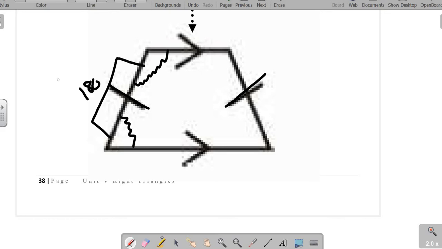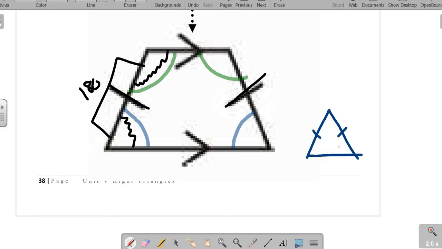But the base angles, the angles on either side of a base, so the blue angles in this case and the green angles, are going to be congruent to each other. Just like in an isosceles triangle, two equal sides, two equal angles. That's true of a trapezoid as well. If the legs are congruent, then the base angles are congruent. You want to mark that and keep that in mind.